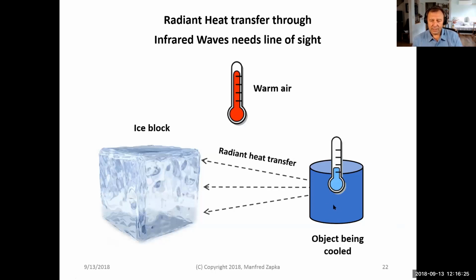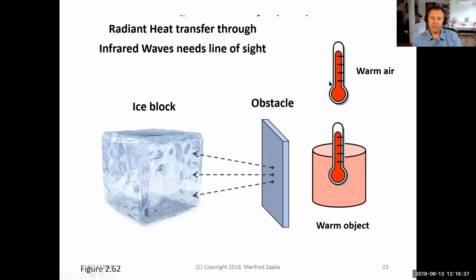So here actually, let's say you are the body, and you are being cooled, your warm body radiating heat against the cold object here. If we put in some kind of obstacle where we block the infrared waves, because they need the line of sight, we actually cannot have the radiant heat transfer. And the warm object here would stay warm.